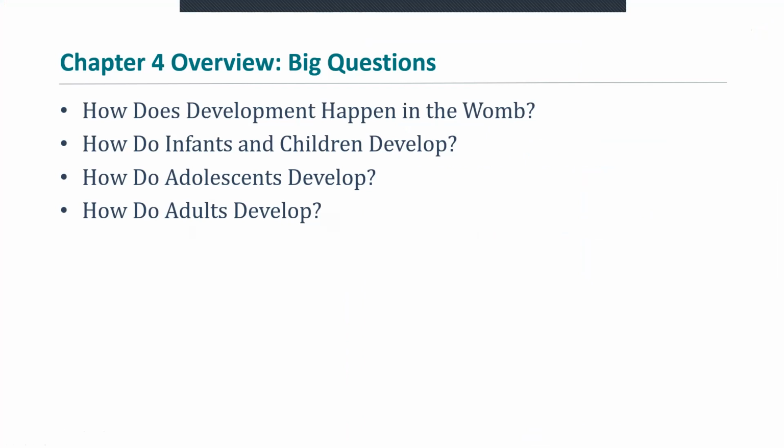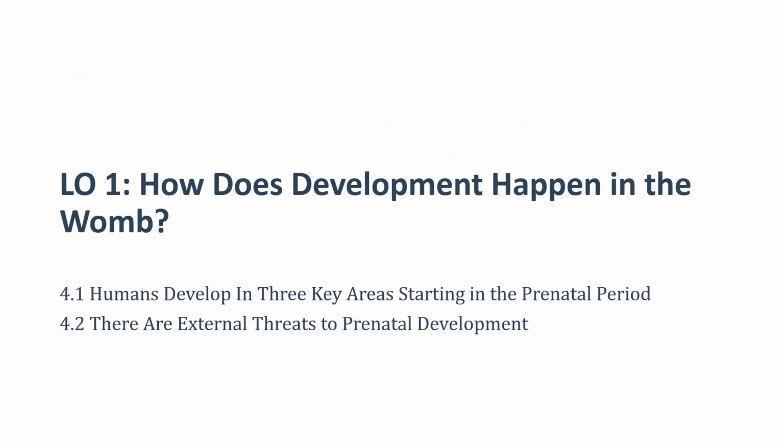In this first learning objective, we'll look at how development happens in the womb. And then in learning objectives 2, 3, and 4, we will cover how infants and children develop. Learning objective 5 deals with adolescent development. And learning objective 6 will be how adults develop. Let's begin with learning objective 1. How does development happen in the womb?